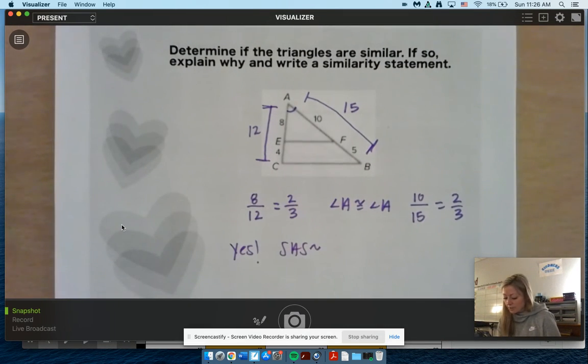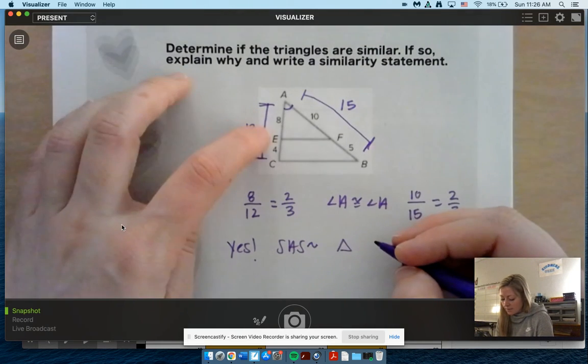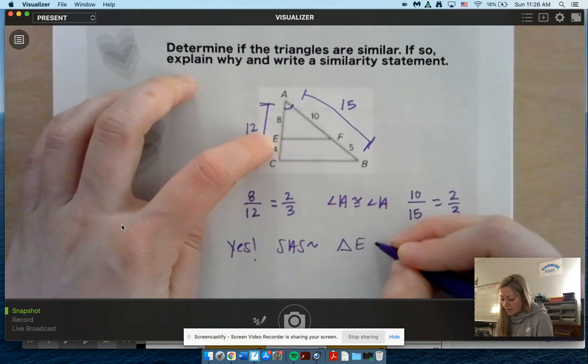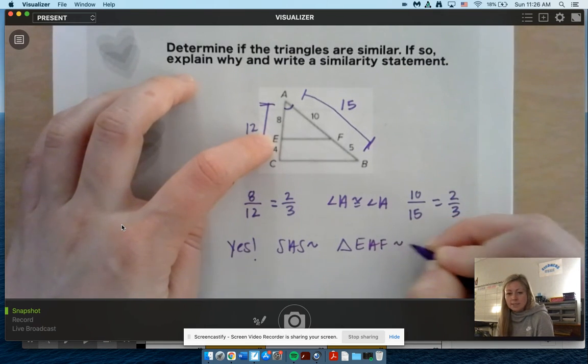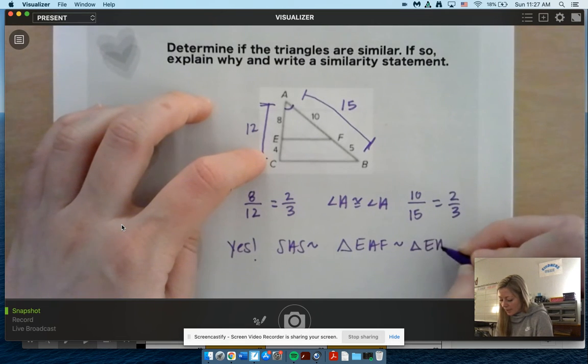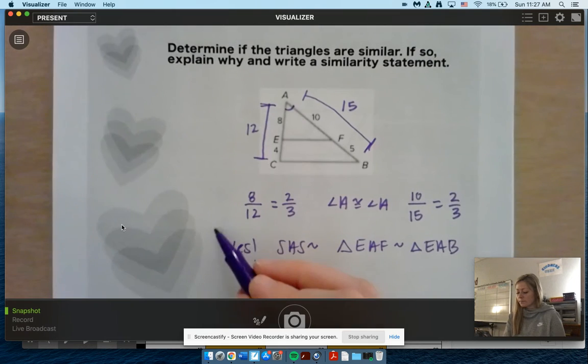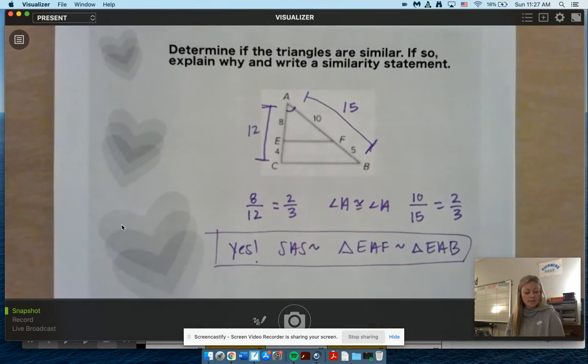And now we write our similarity statement. So triangle, I'm going to do E, A, F. Now we match. C matches E, A matches itself, and F matches B. There we go. Done. Deal.